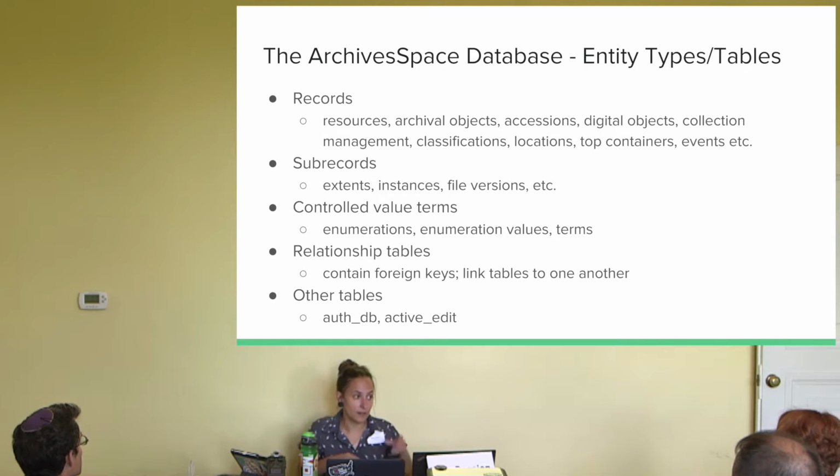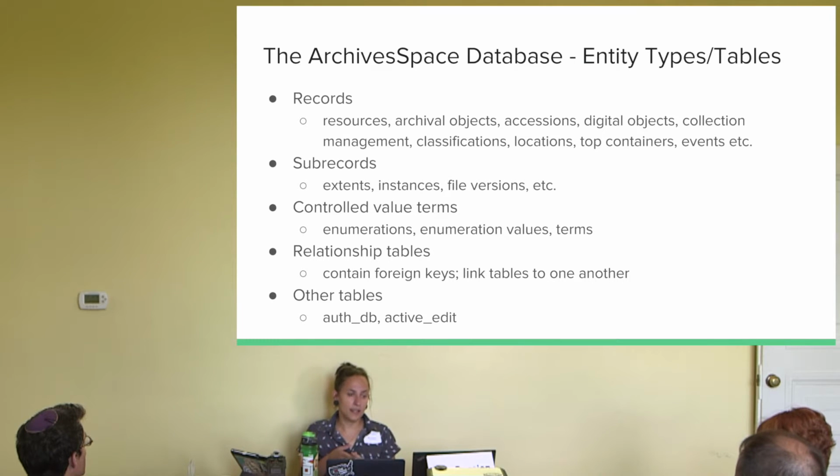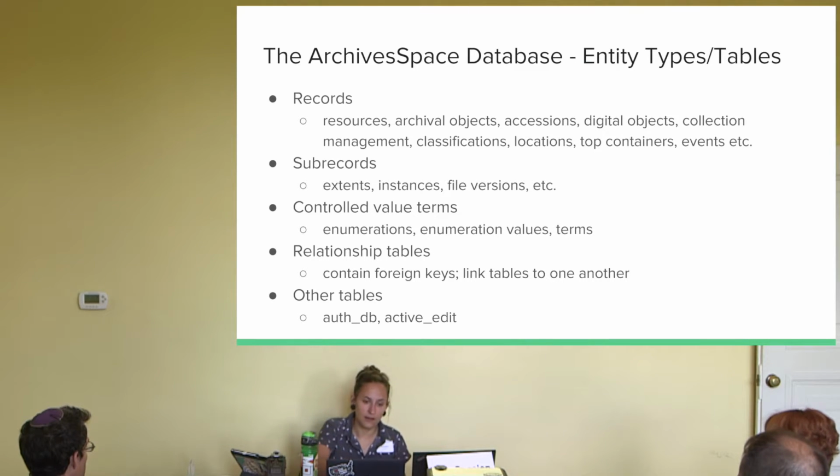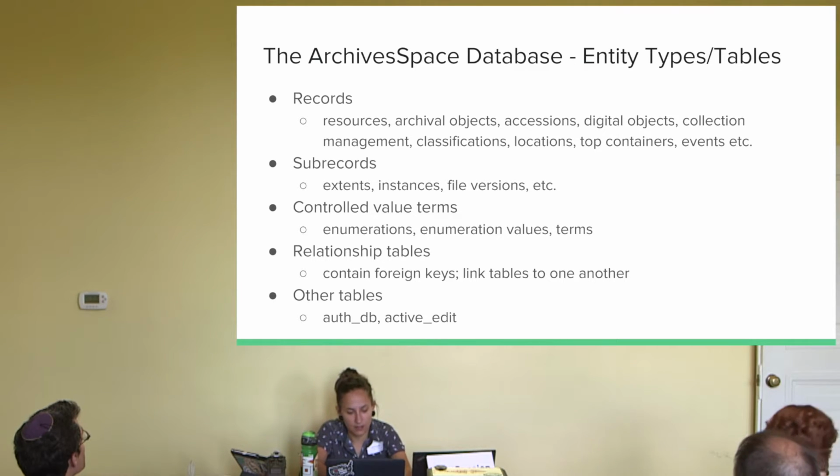They're stored as numbers in a table, and then you join the enumeration value table to it, and then you can see the actual text value. I will show you this in a minute. And then the relationship tables basically only contain keys. They are used specifically to link tables to one another. So they'll have like two keys, and you can use those as a way to link tables. You don't actually display data from those. Okay, so now I'll move on to the actual queries.